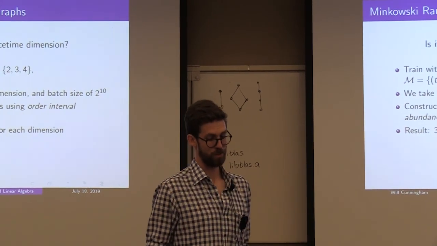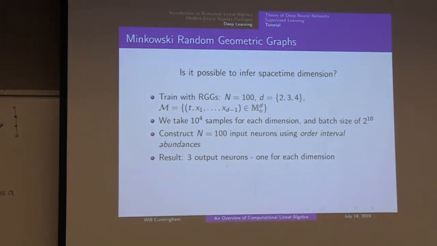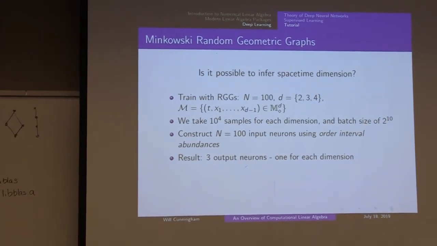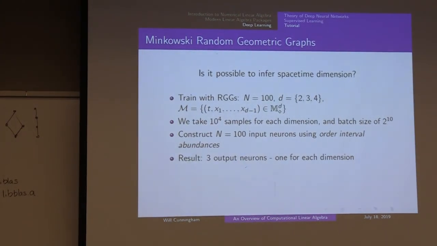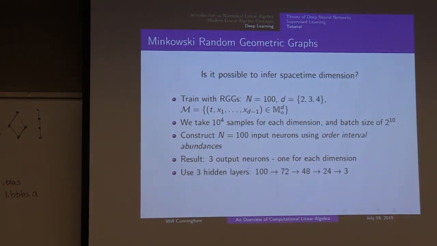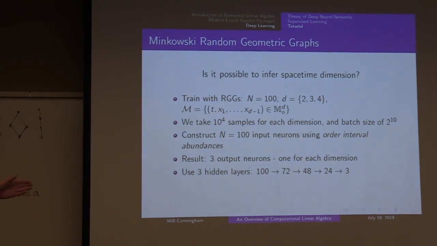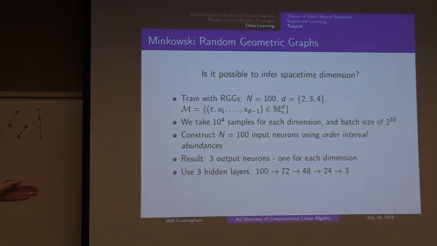So we want to see if we train it with only graphs from flat space, can it still infer the dimension from something more complex? Is that a coarse enough feature that we can extract it using a neural network? And the way I've tapered the hidden layers is I go from 100 down to 72, down to 48, down to 24, and then finally to 3.